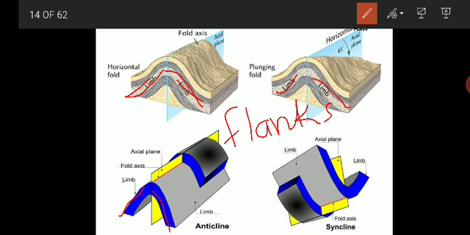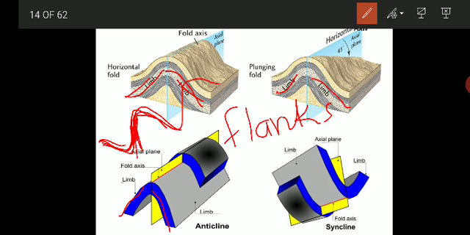Okay, so this limb extends from one axial plane in one fold to the axial plane in the next. Suppose there is a series of folds like this, then this one limb will be shared by the two folds, right? So this is common for this fold also and this fold also, so that is called the limb.